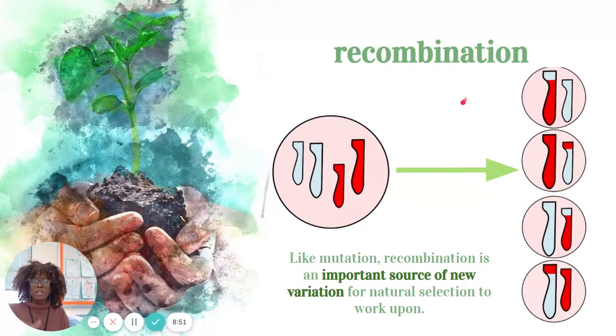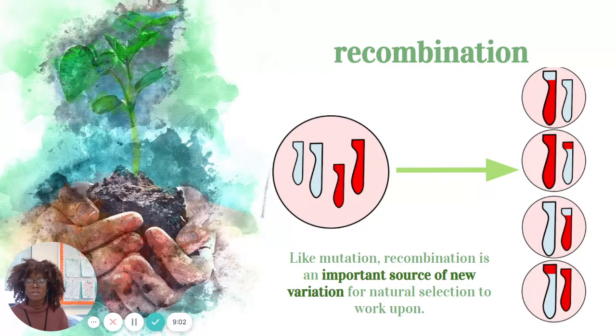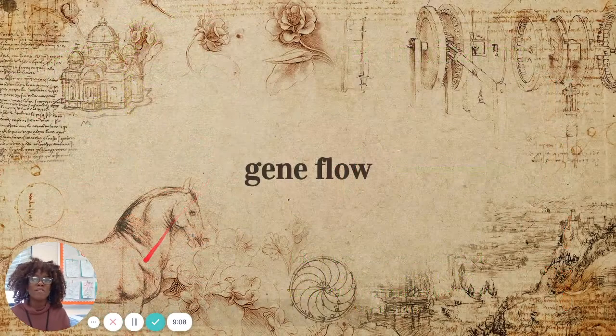So like mutation, this is what you need to know. Like mutations, DNA recombination is an important source of new variation for natural selection to work upon. So this is another way. DNA can mutate, but DNA also can recombine. That's an important source of new variation.